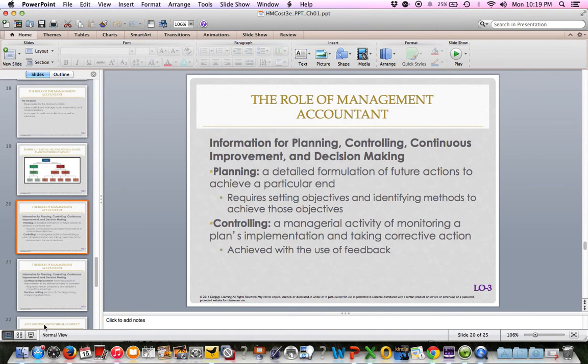And so for the management accountant and that function specifically within accounting, it says to provide information for planning, controlling, continuous improvement, and decision making. Okay, so we're just making sure the company has all the information they need to do these things. So planning is basically what will the future look like as the company goes through the process of deciding what their future objectives will be and how to accomplish those objectives. Accounting needs to be a part of that.